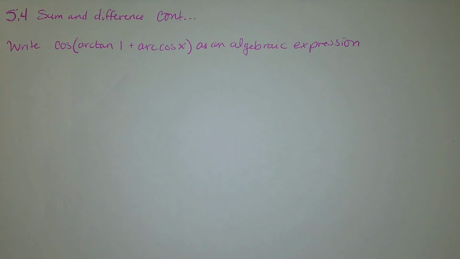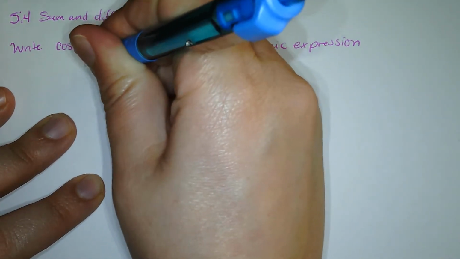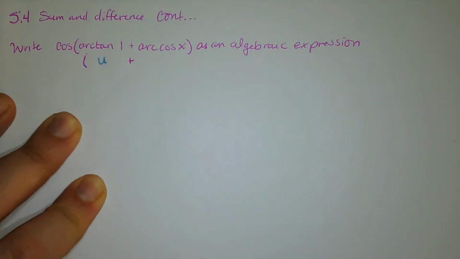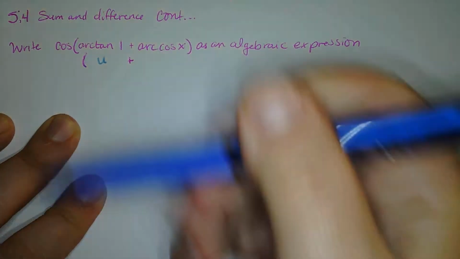Cosine of arctan of 1 plus arc cosine of x. So I'm seeing cosine of something plus something. Of course, the sum and difference formulas. All right, so I'm going to use some different colors here to illustrate something. So let's say we're going to call this U plus, let's call this one V.